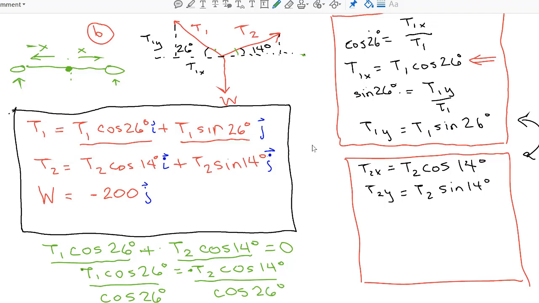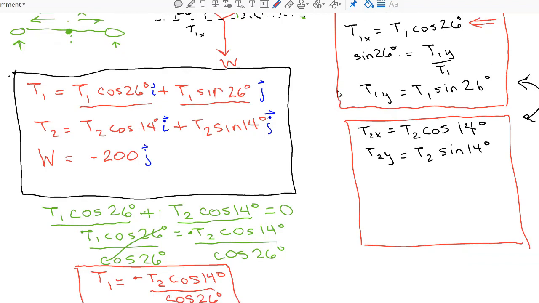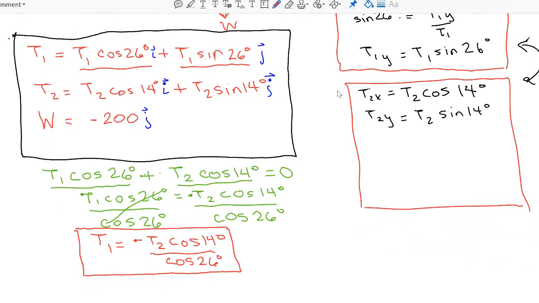And now I actually found T1 because I'm going to cancel this, and I'm going to say T1 is equal to T2 times the cosine of 14 degrees divided by the cosine of 26 degrees, which is actually very helpful because it's going to be a lot easier to do this than a system of equations because I don't want to get all these decimal numbers. Okay. I'm trying to be very methodical here for you guys. I want to make sure you understand everything I'm doing.